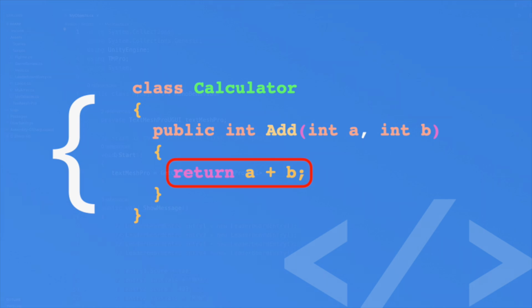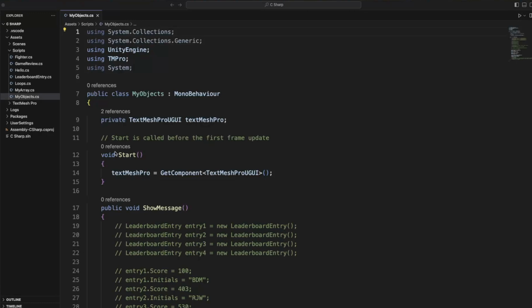Let's see methods in action. Okay, here we have Visual Studio Code open with the current project in progress. I'm looking at the MyObject class. Before we define a method, take a look at this class one more time. Notice our class definition here. We have a public class called MyObjects. Note the colon after the class name. This lets us know the class inherits from the MonoBehavior class. A MonoBehavior represents game objects in Unity.